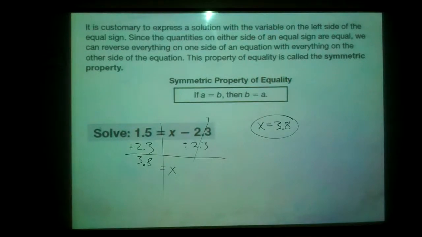X equals 3.8 as opposed to 3.8 equals x. So that was today's lesson, and we'll talk more about it tomorrow.